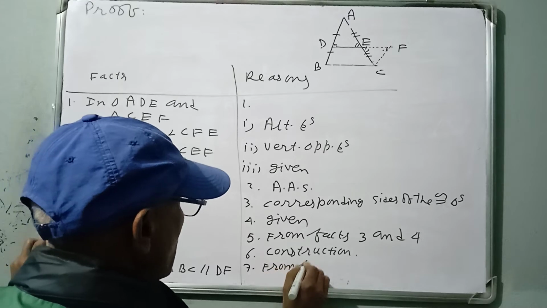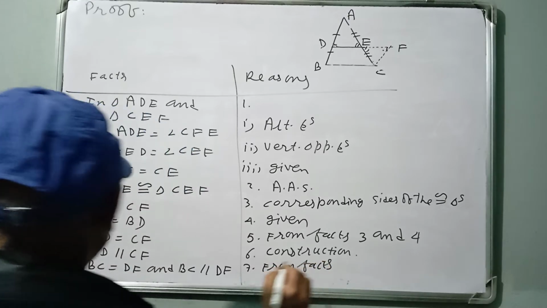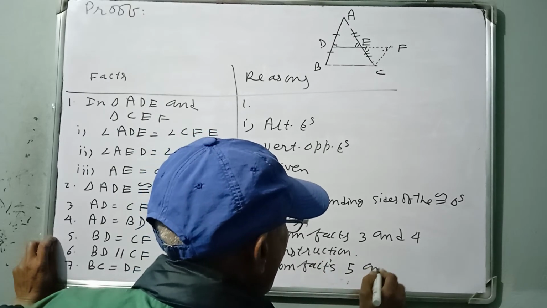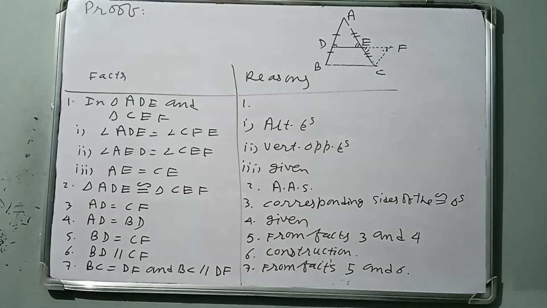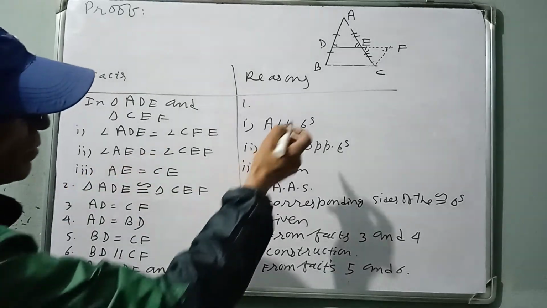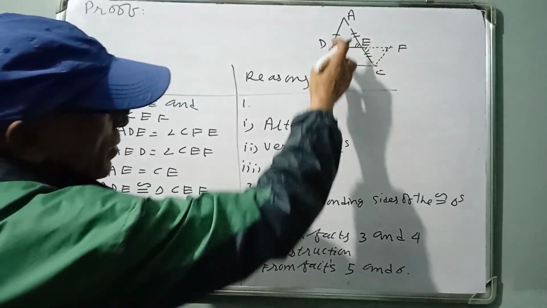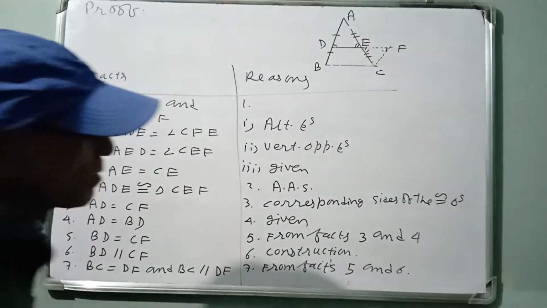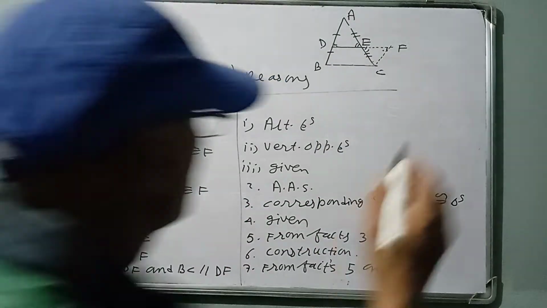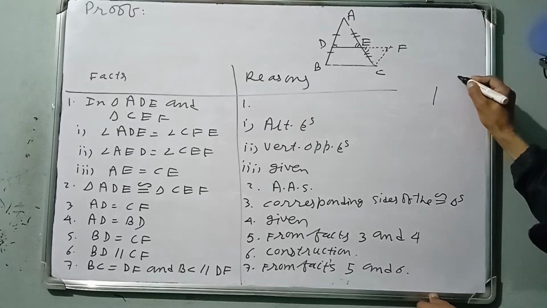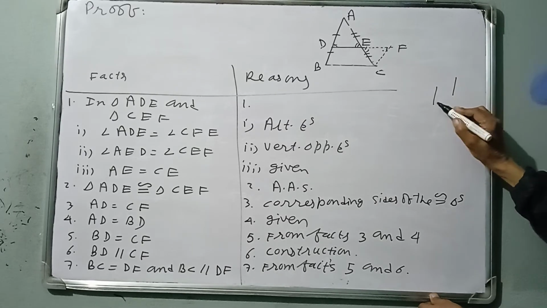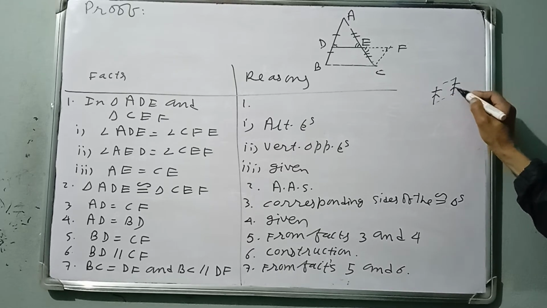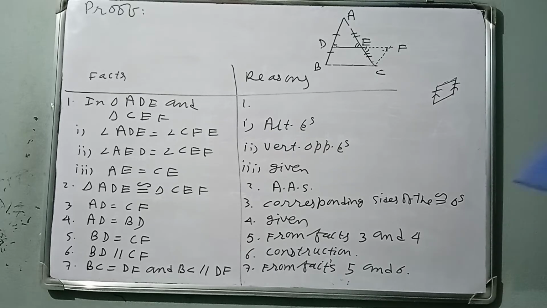From facts 5 and 6, what is the statement? The lines joining the endpoints of two equal and parallel sides are also equal and parallel. Suppose these two sides are equal and parallel. If you join the endpoints of these two sides, the joining sides are also equal and parallel.